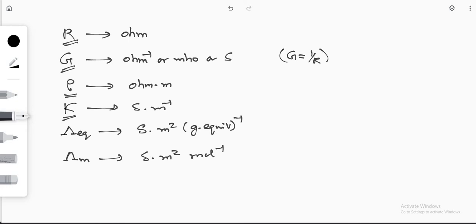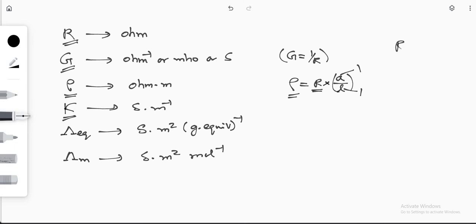What is rho? Rho is nothing but specific resistance. Specific resistance is equal to R into A by L. What is specific resistance? When you fix A as 1 square unit and L as 1 unit, then whatever resistance that material gives, it is nothing but specific resistance.